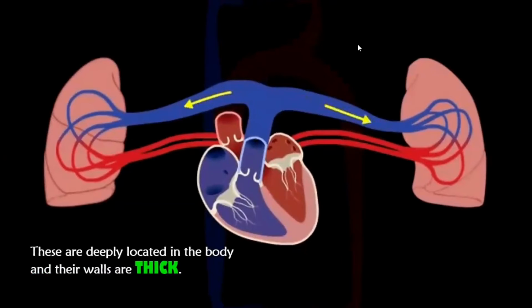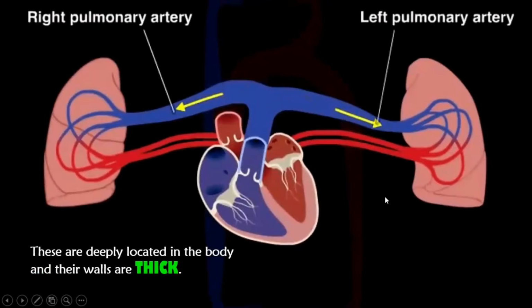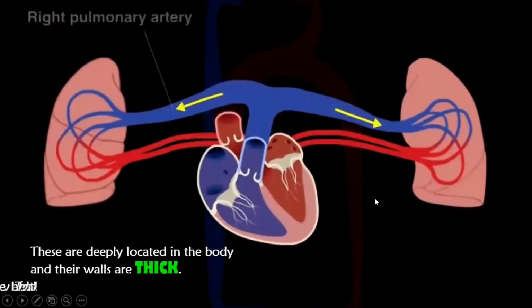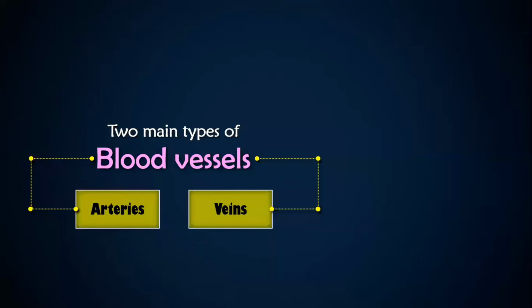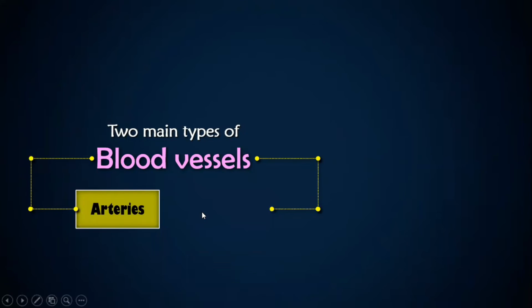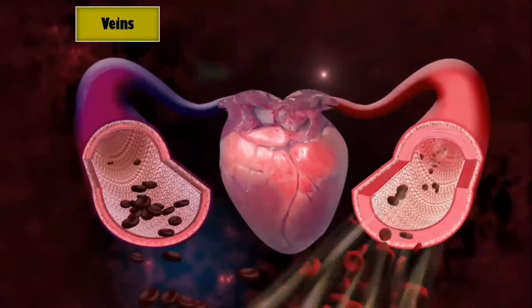Arteries are deeply located in the body and their walls are thick. Walls means the outer covering. Two main types of blood vessels. Now that we have seen arteries, let's check something about veins.